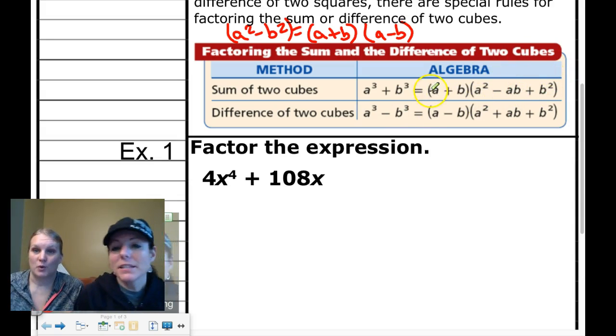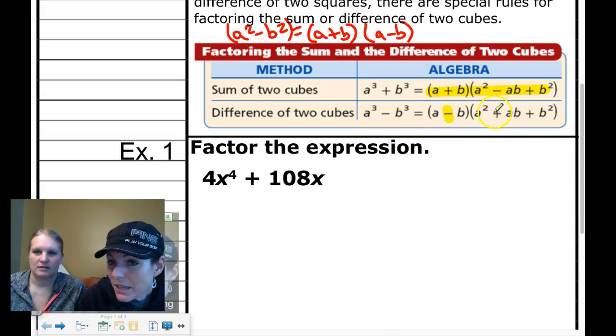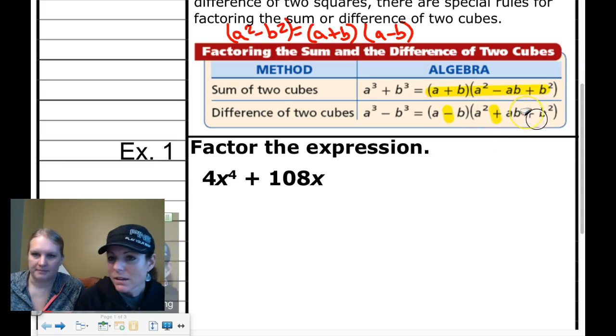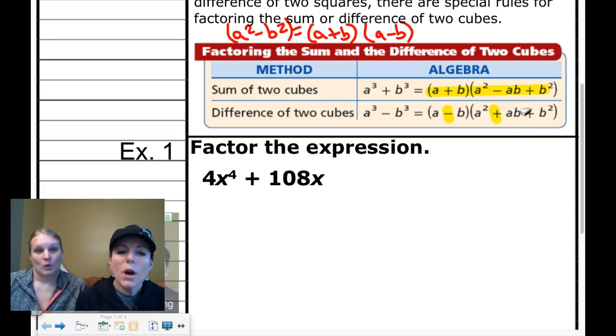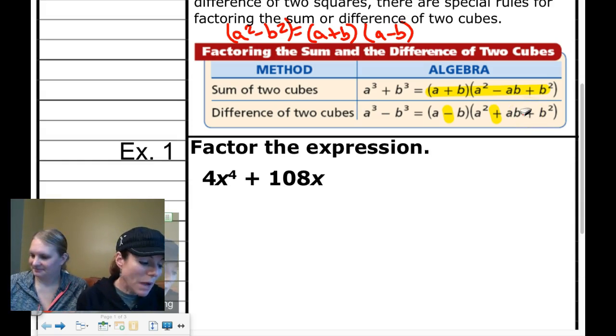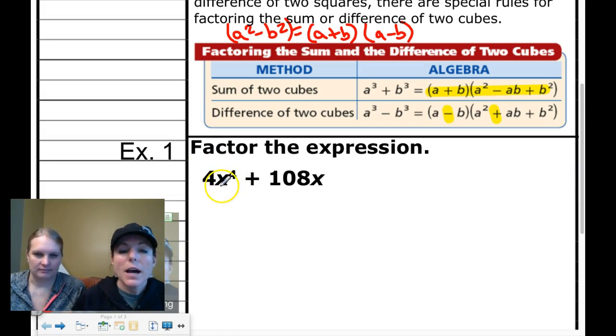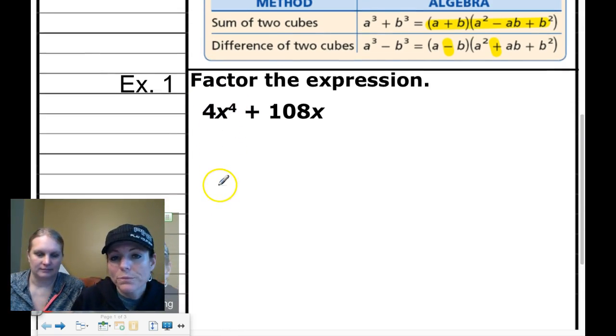And then the difference of two cubes, you just switch. Instead of a plus b, it's a minus b. Instead of a squared minus ab, it's a plus, and a plus. So these are the same. We're going to do example 1, and we probably will do example 2 also. I'm going to scroll down though.